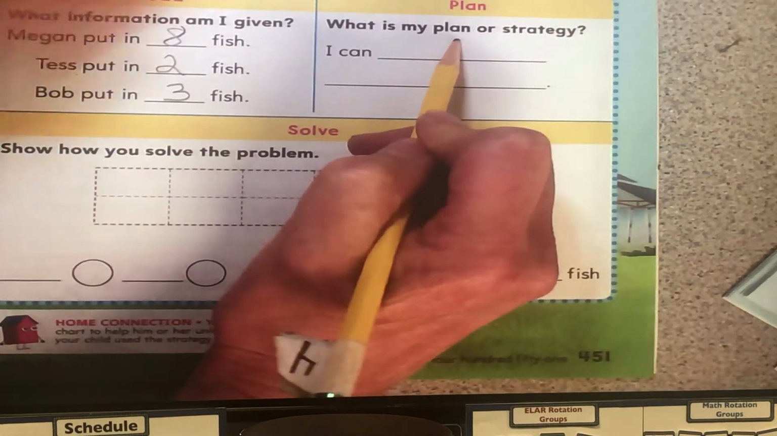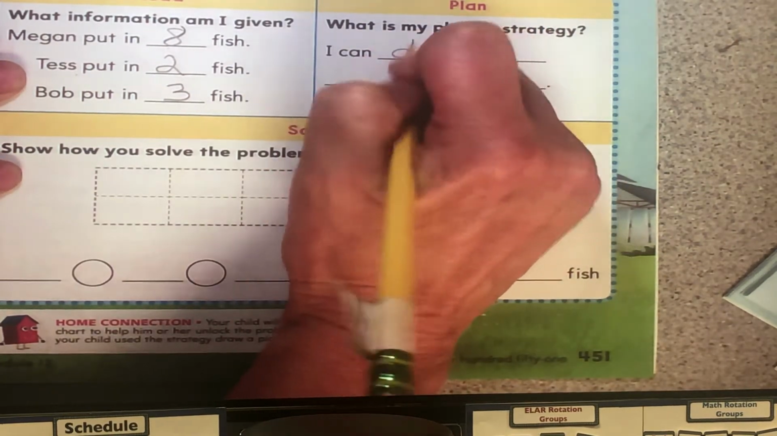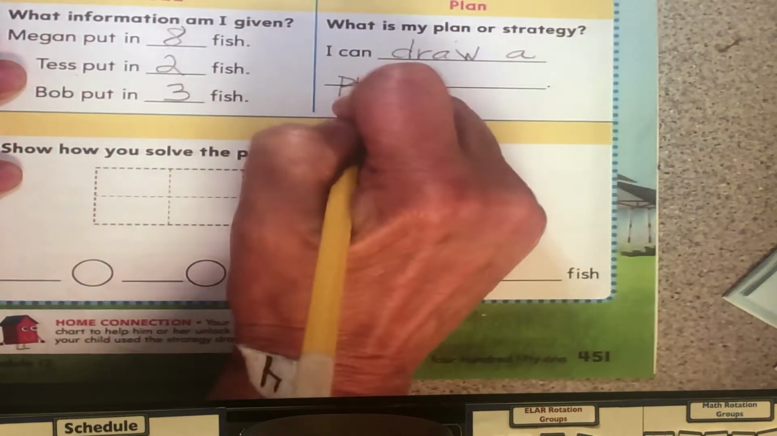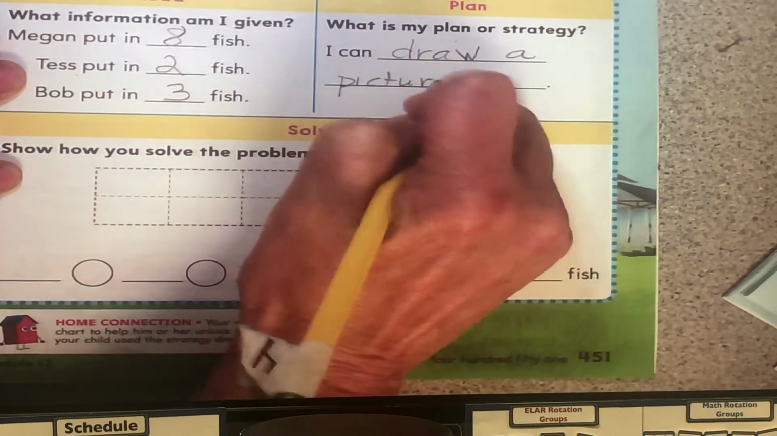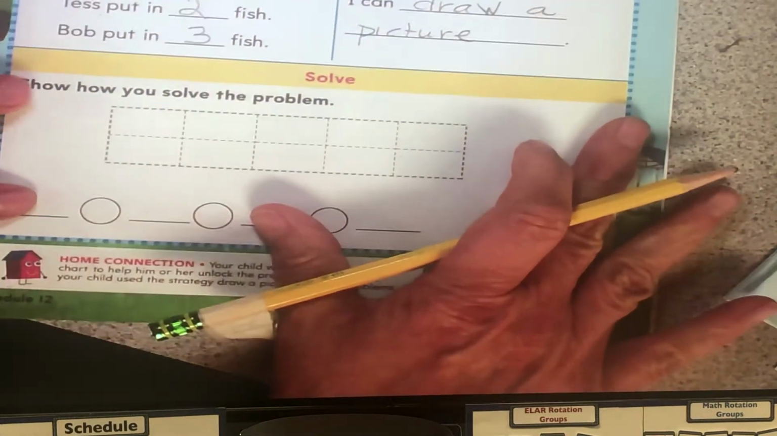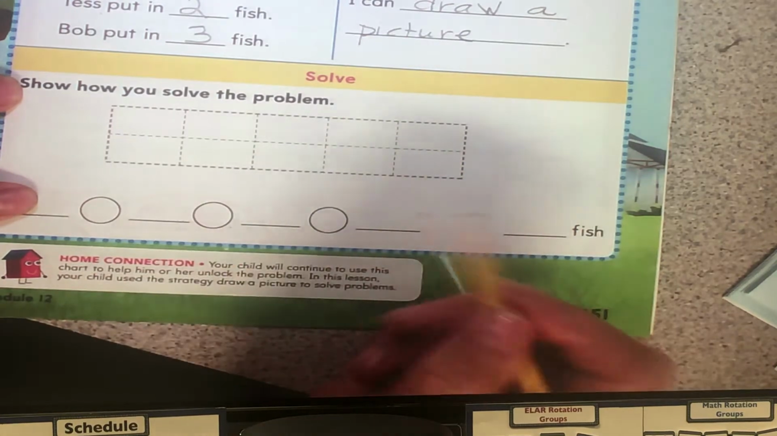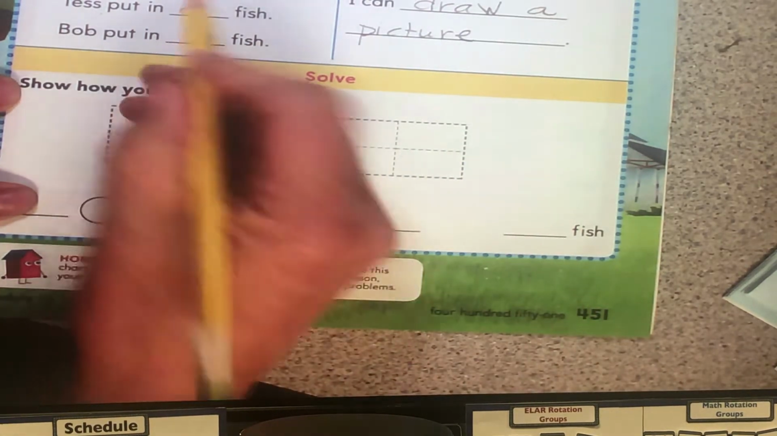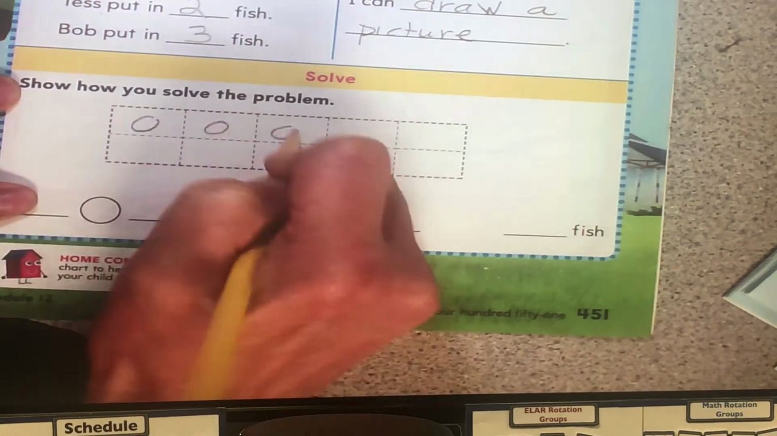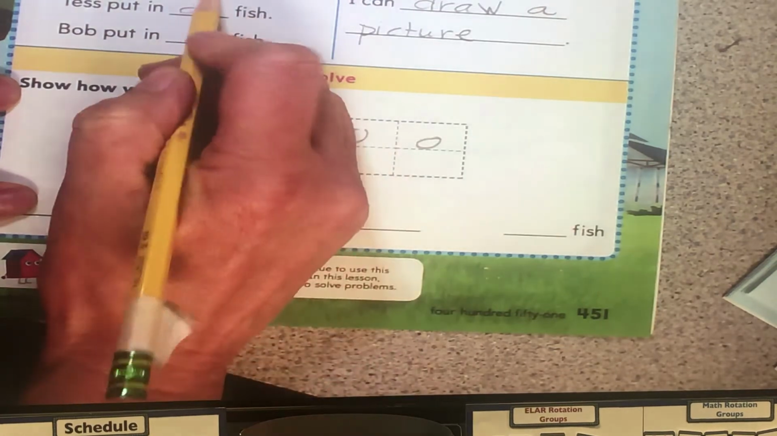So your strategy is, we said we were going to what? Draw a picture. I can draw a picture. So we're going to come down here and we're going to draw that picture. So I can make a 10 frame, and they already have it here for us. And I'm going to put in the 8. 1, 2, 3, 4, 5, 6, 7, 8 fish.